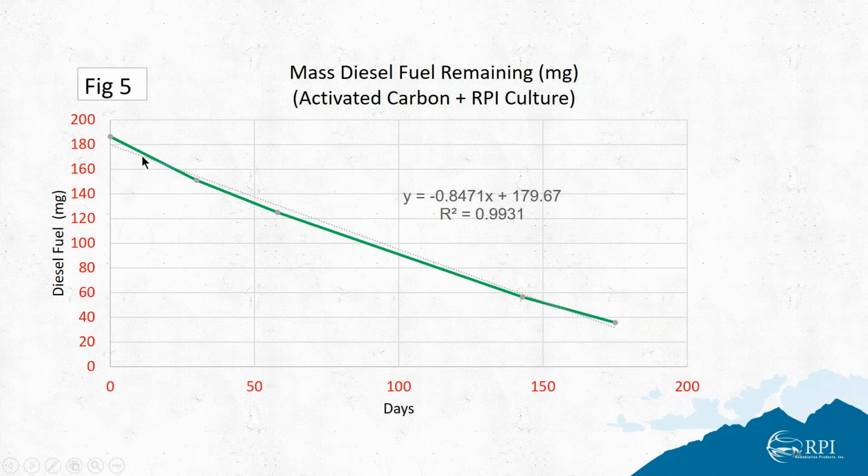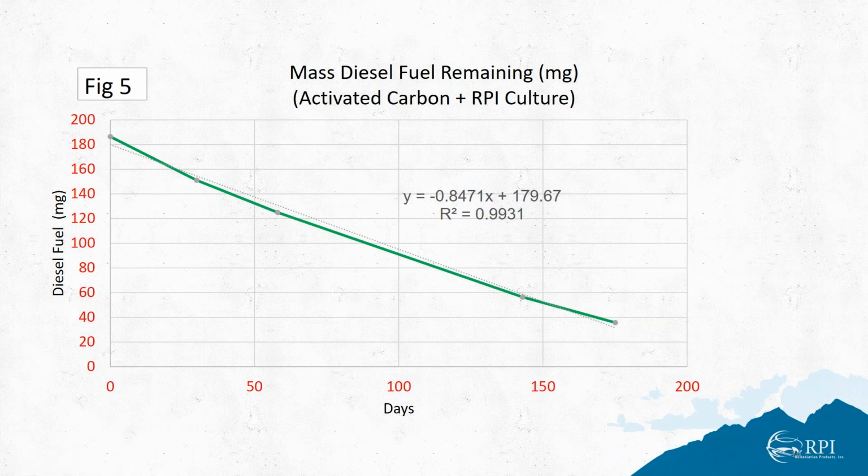So you can see here that we've got a very linear line. Here's the equation of that line. So here's our intercept, matches up pretty well with the initial amount of material. The correlation coefficient is very high. So you can see we're basically eliminating 85 milligrams of diesel fuel per day over the course of this test.